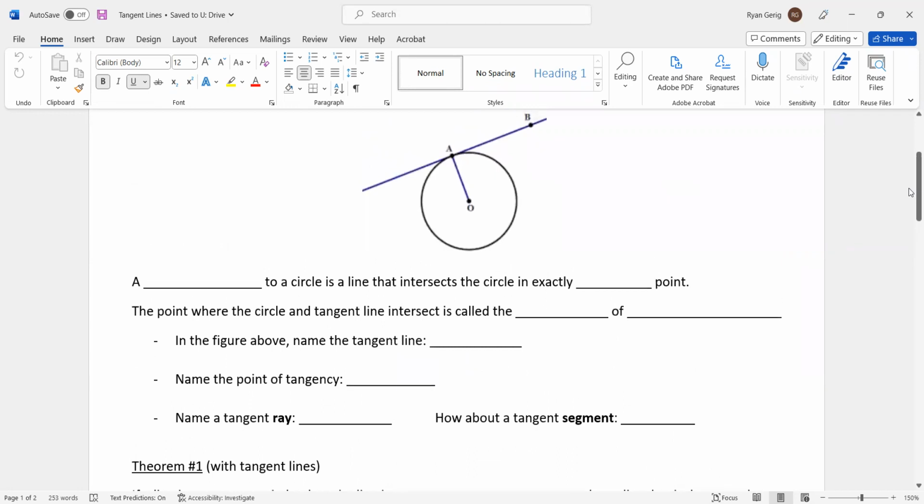So a tangent to a circle is a line that intersects the circle in exactly one point. Okay, the point where the circle and tangent line intersect is called the point of tangency.